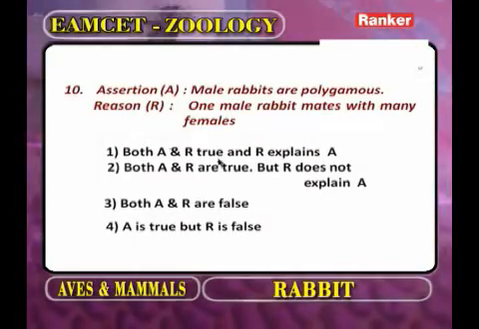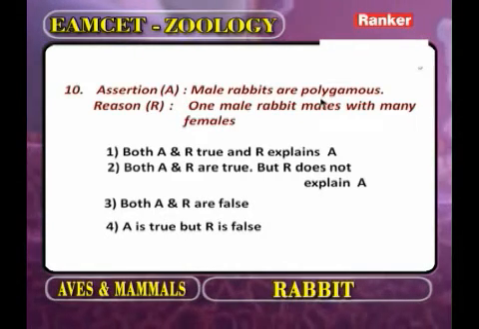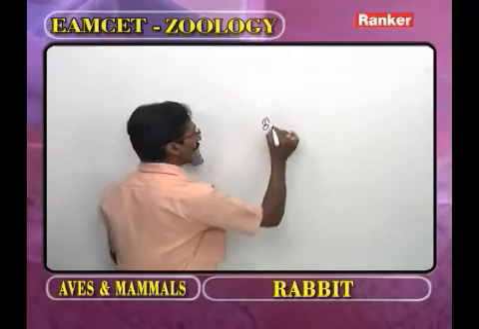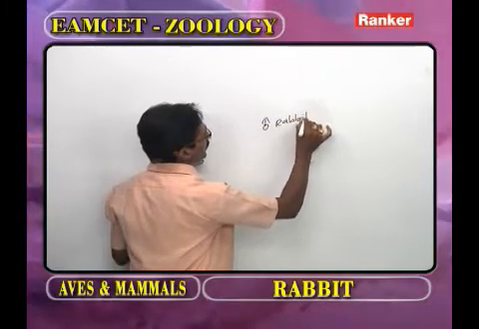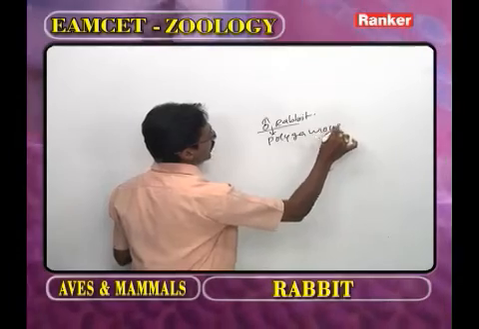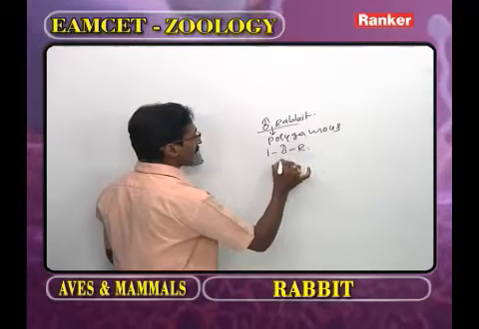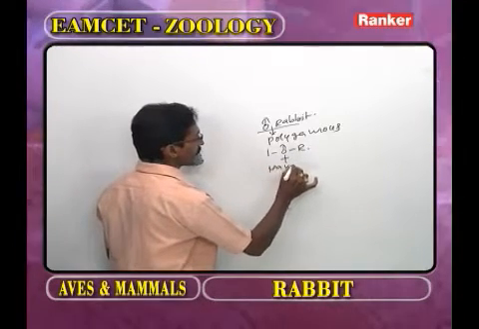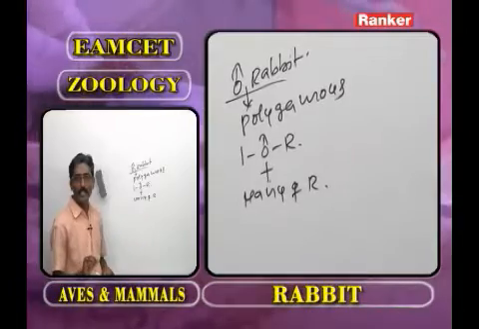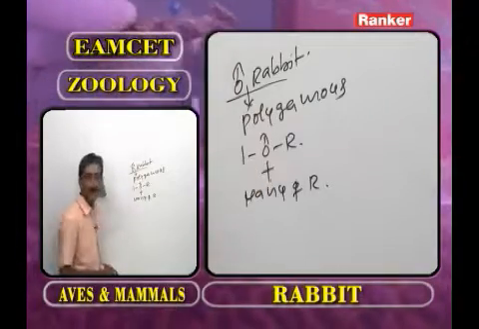Assertion: the male rabbit is polygamous. Now as we observe the external characters of the rabbit, this mark indicates the male. The male rabbit is said to be polygamous. What is meant by polygamous? One male rabbit engages with many female rabbits. That condition we say is polygamous.